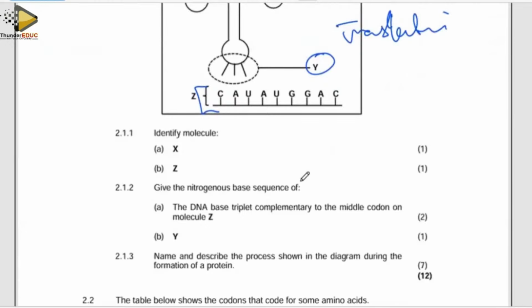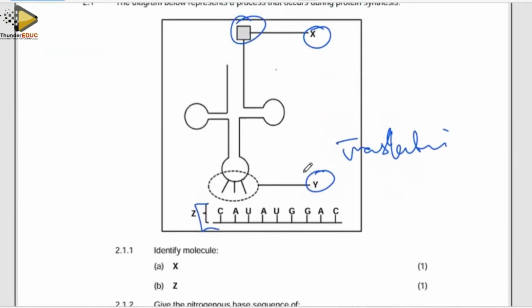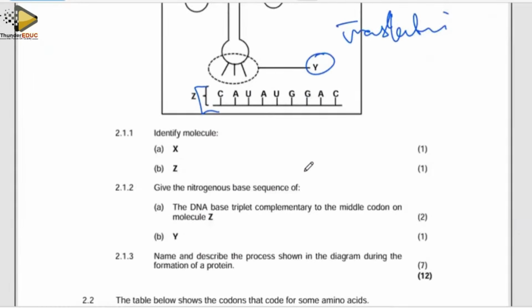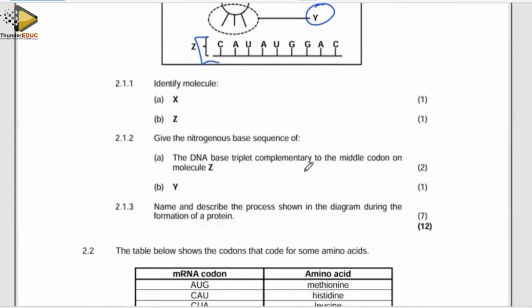So they're saying identify molecule X. If you look at it, we said molecule X is an amino acid, and Z is a messenger RNA. Give the nitrogenous base sequence of the DNA triplet complementary to the middle codon on Z. So if you look at this, it's messenger. They say the triplet which codes for the middle, so it's going to be on DNA.